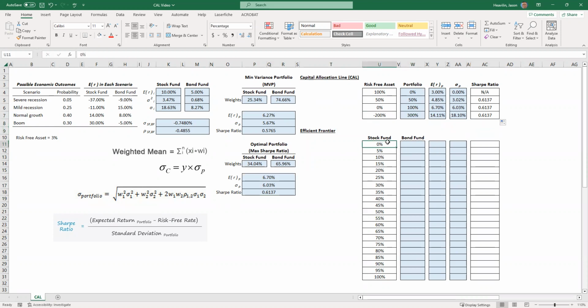So now we're going to do an efficient frontier table so we can compare this strategy with a risk-free asset involved to a strategy where we don't have the risk-free asset involved. So same thing. 1 minus the stock fund available. That means we put 100% on the bond fund over here, and 0 on the stock fund. Let's take that all the way down.